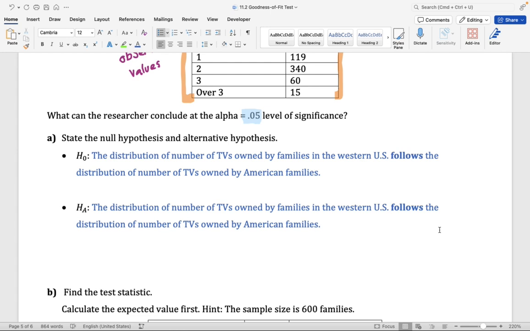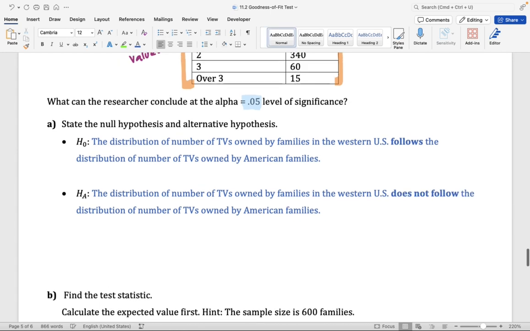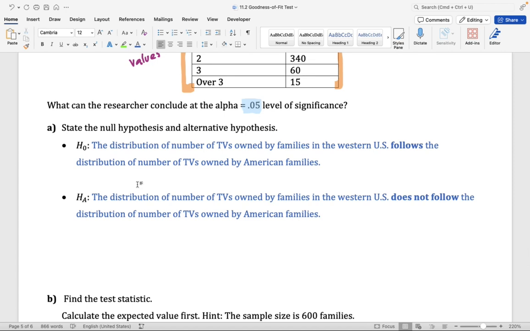I'm just going to add "does not follow." Now, you can also state this using mathematical symbols. I'm not going to take the time to do that. And the reason why is because with this type of test, it's better to have your null hypothesis and your alternative hypothesis written in words, because that is going to help you write a conclusion for the test.